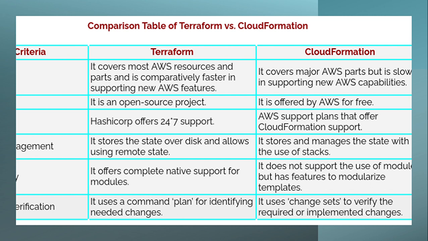So this is a comparison between Terraform and CloudFormation. It is an open source project, whereas CloudFormation is offered by AWS for free. HashiCorp offers 24/7 support for Terraform, whereas for CloudFormation, the AWS support plan offers CloudFormation support. Terraform stores the state over disk and allows using remote state, whereas CloudFormation stores and manages the state with the use of stack.